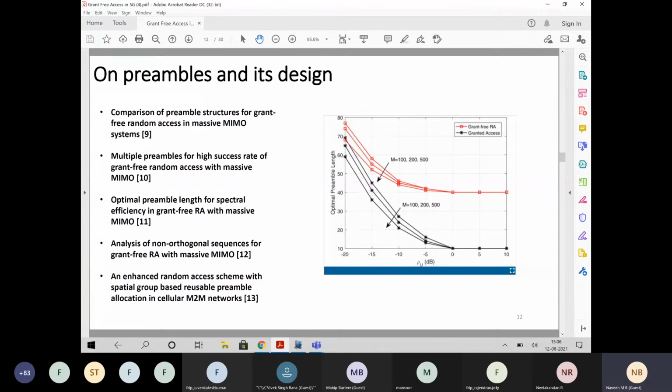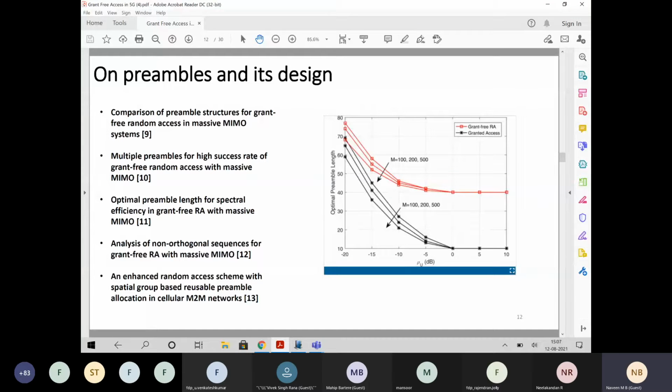But one amazing result is that the preamble length for grant free is always higher than the preamble length for grant based. See, black is all grant based and red is all grant free. The preamble length required for grant free is always more, right? Because there is more interference here. In grant based, there is less interference, but what is more in grant based?